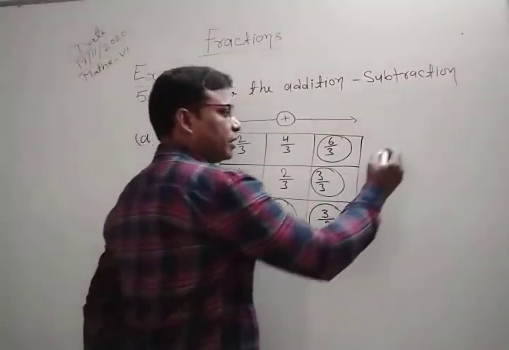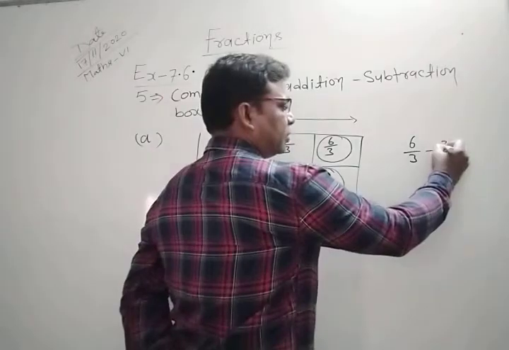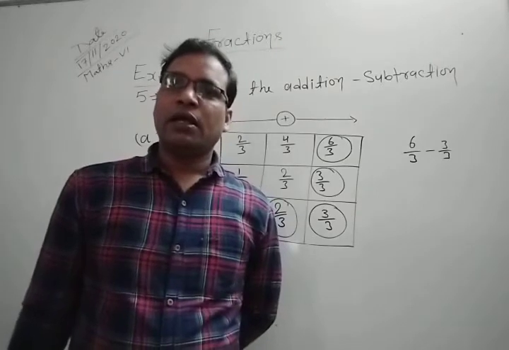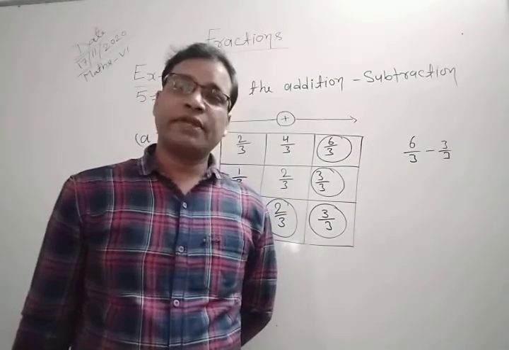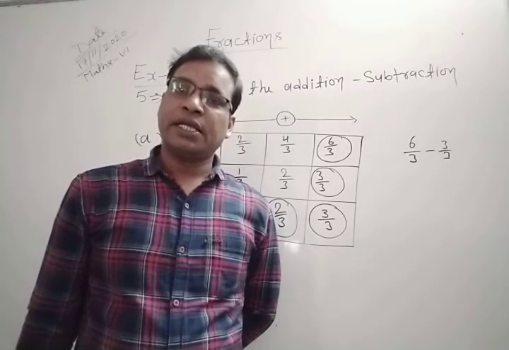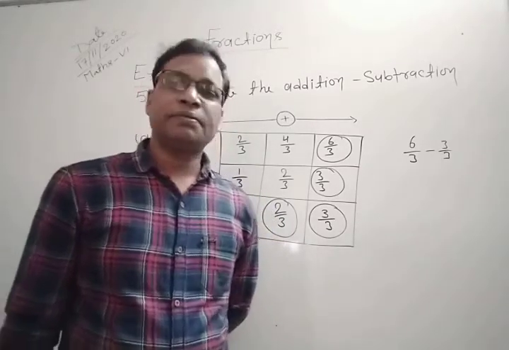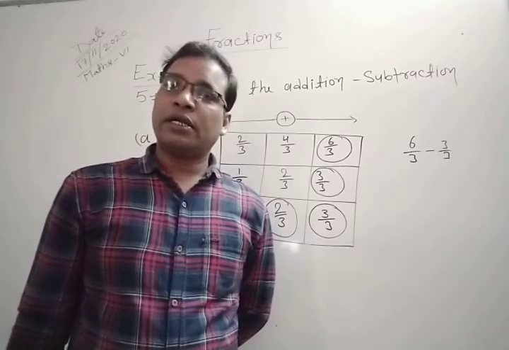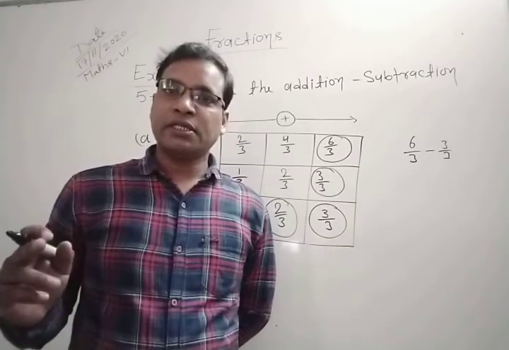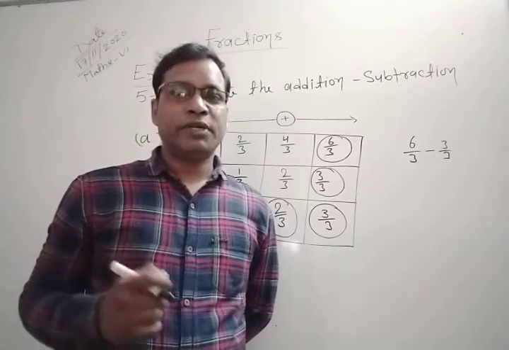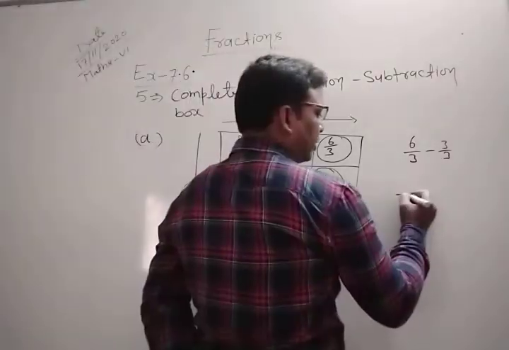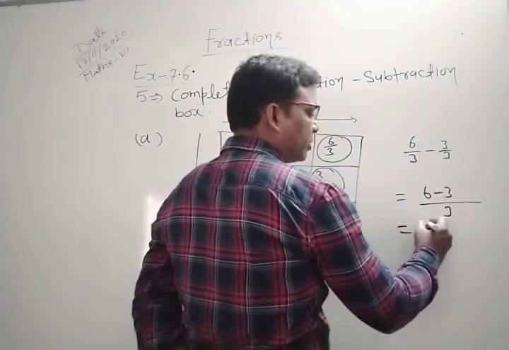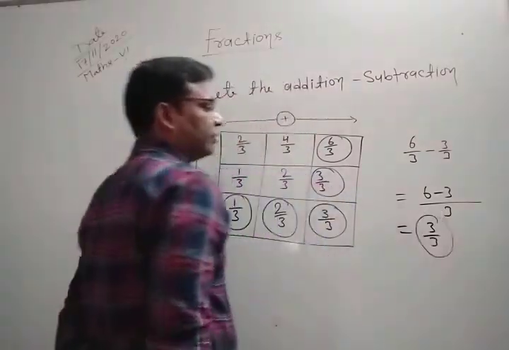So let's see, 6 by 3 minus 3 by 3. Here you can see both fractions 6 by 3 and 3 by 3 are like fractions, because their denominators are the same, 3. So in the case of like fractions, for addition and subtraction, we subtract or add only their numerators. You can write here 3, and the numerator is 6 minus 3. 6 minus 3 is equal to 3. This is equal to 3 by 3.